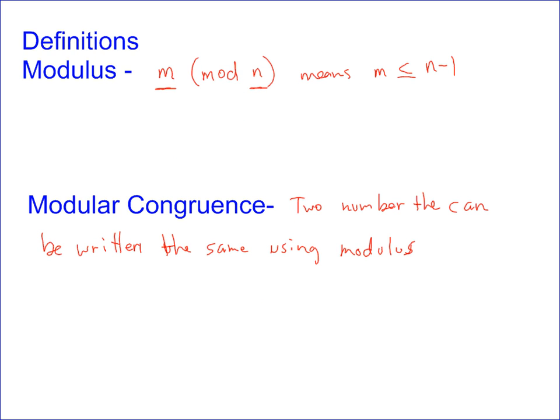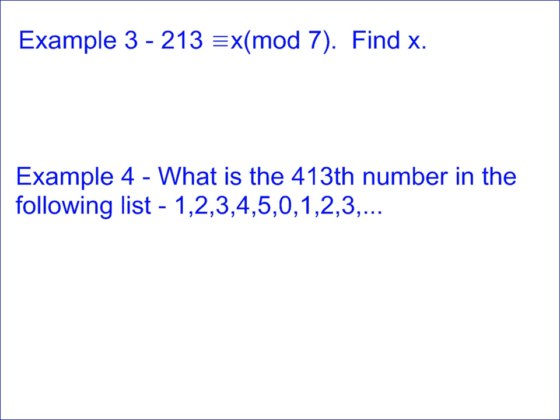All right, so let's look at some problems. One example says write 213 as x mod 7, where the three-line symbol means modular congruence. Well, you do what we did before, which is divide by 7. When we divide by 7, we end up with 30, remainder 3. So that means 213 is equivalent to 3 mod 7. So all you do is look for remainders.